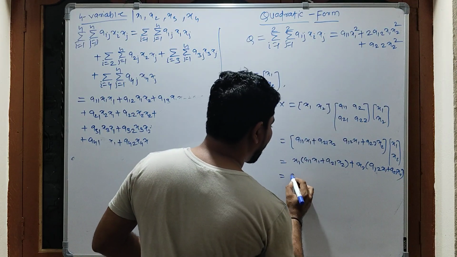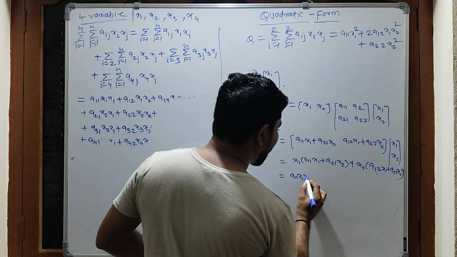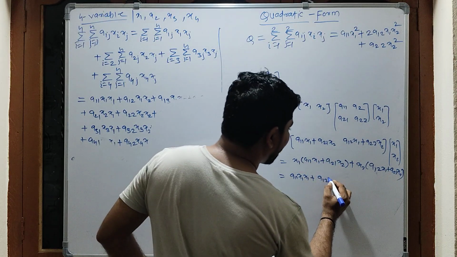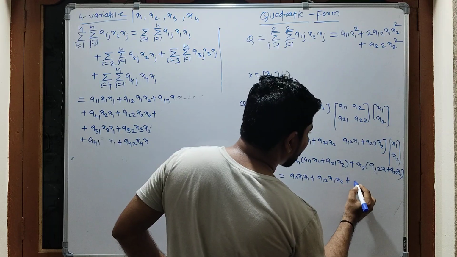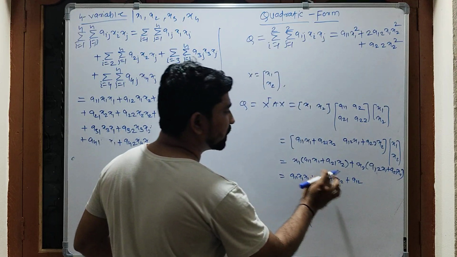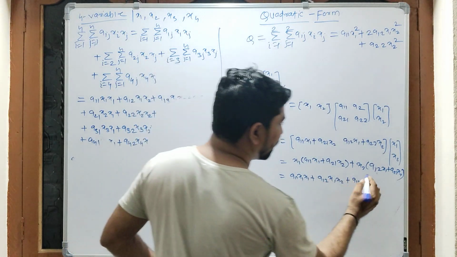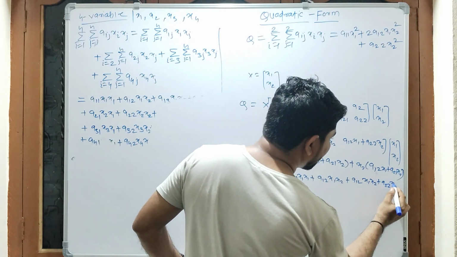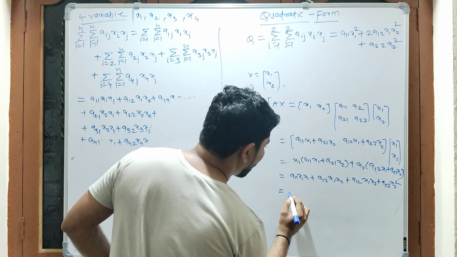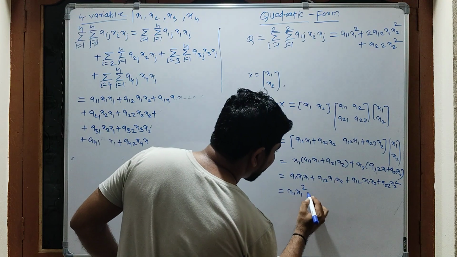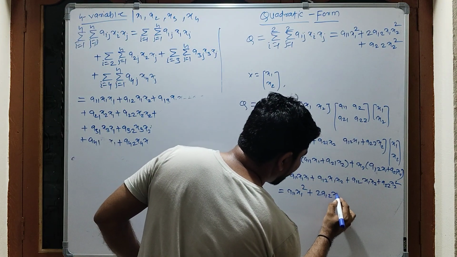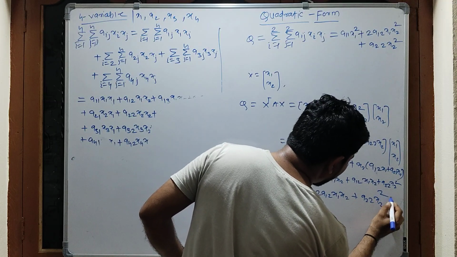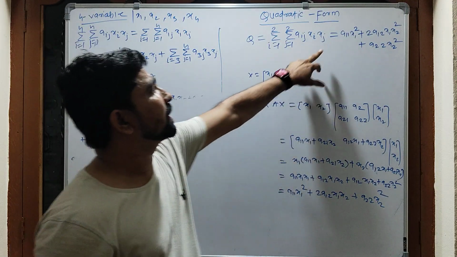So this is equal to a11 x1 squared plus a12 x1 x2 plus a21 x1 x2 plus a22 x2 squared. Since a21 is the same as a12, this becomes a11 x1 squared plus 2 times a12 x1 x2 plus a22 x2 squared. So you will get the same expression.